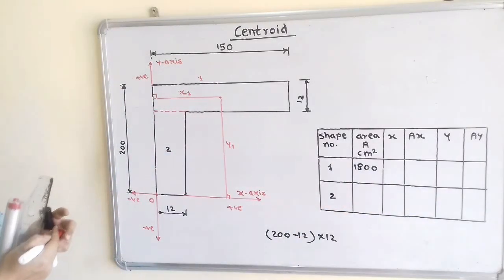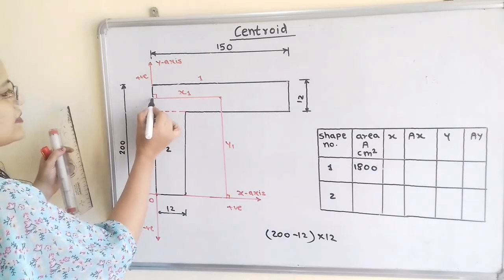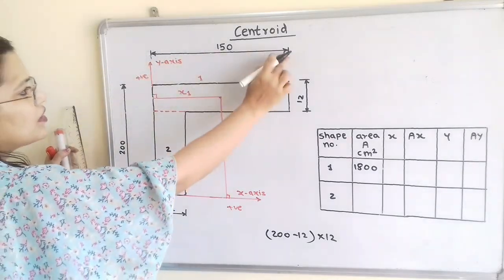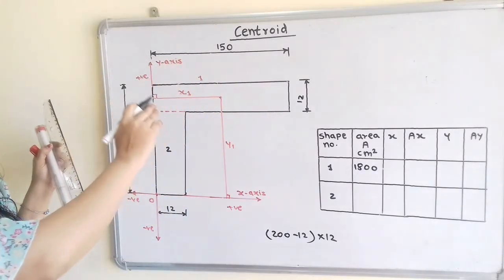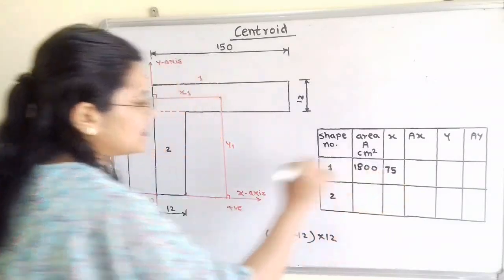So how to write this? So if we observe, this horizontal distance, that is the middle point of this total 150. So 150 divided by 2, that is equal to 75. So we will write here 75.